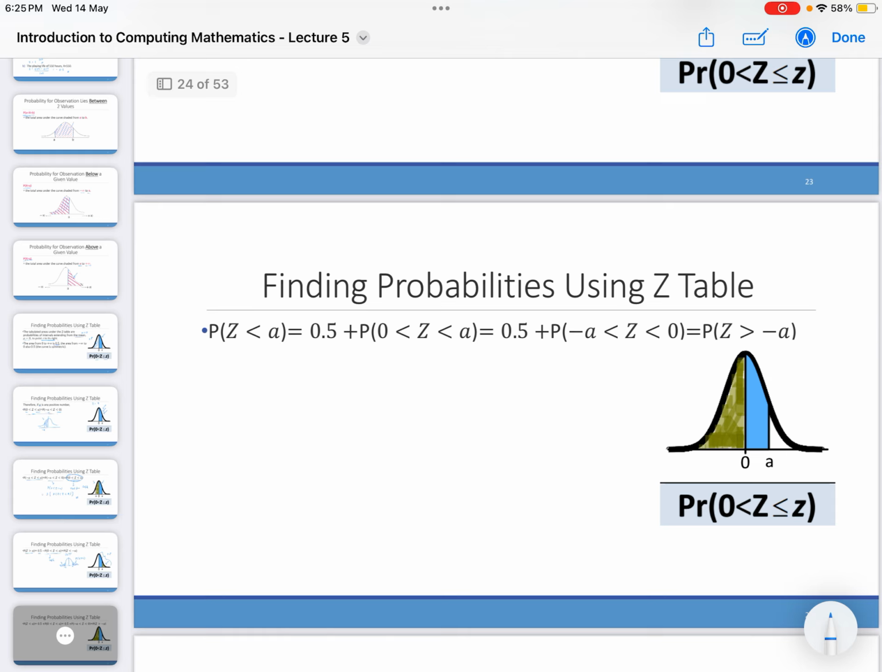Now, let's say we want to find the probability of Z less than A. A is over here. So this is all of the yellow region plus the blue region. We know the yellow region's probability equals 0.5. So this equals 0.5 plus the probability of Z from 0 to A, and this one is read from the table. And this one is also equal to this one: let's say we have negative A here, and we want to find the probability of Z greater than negative A. It's the same.